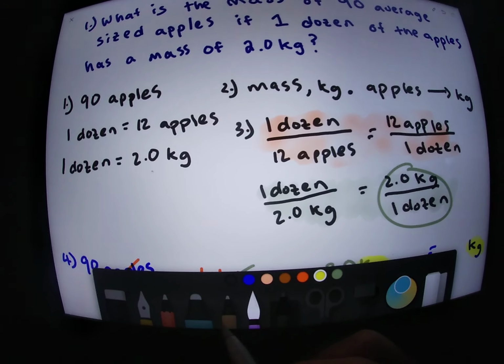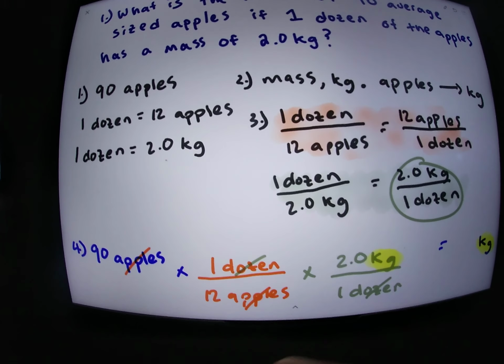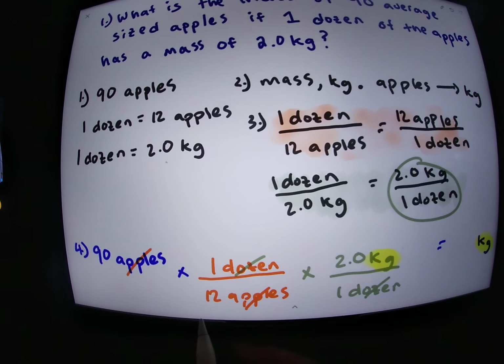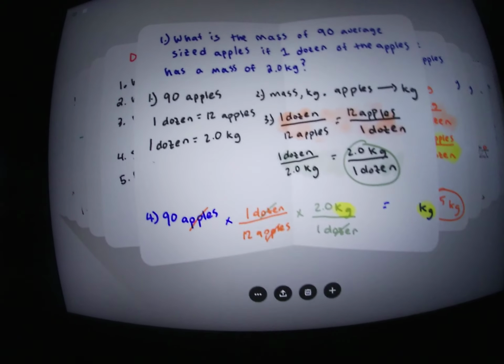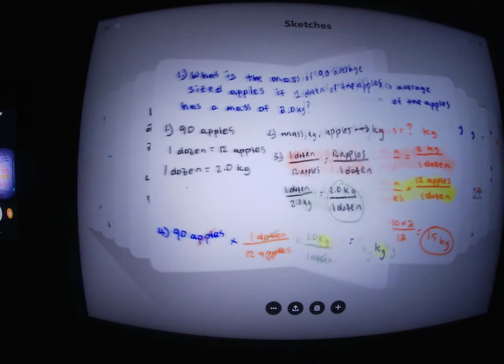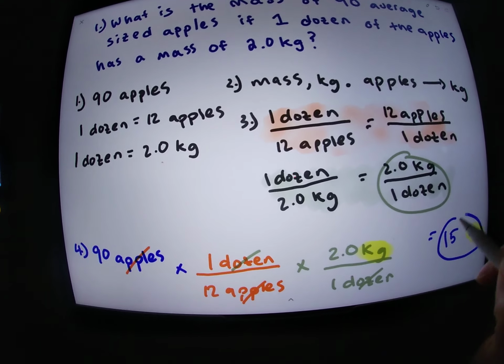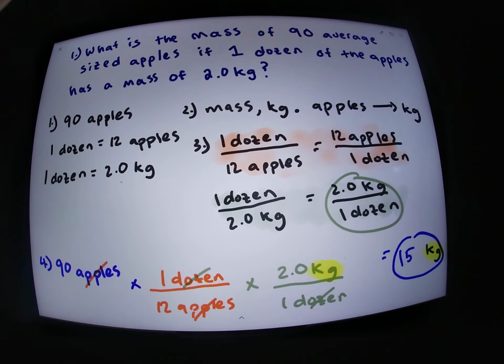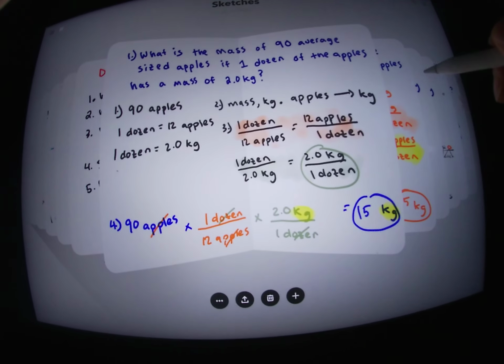So now you pull your calculator out and you do 90 divided by 12 times 2, which is a grand total of 15 kilograms. That's question number 1. Let's go on to the second one.